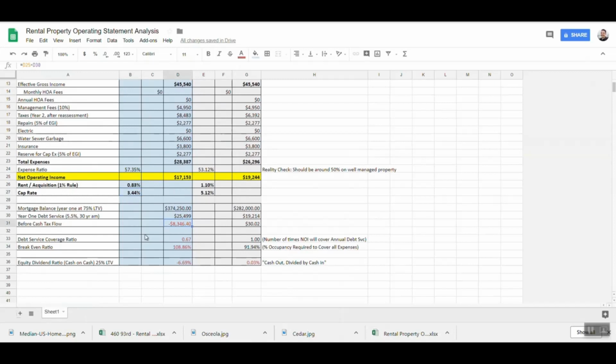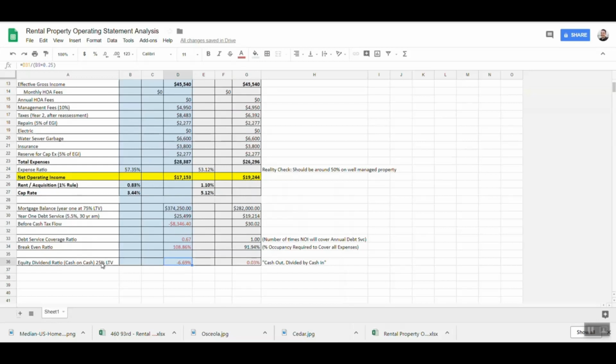As you can see, that gives you about a 0.67 debt service coverage ratio, meaning your net operating income after you pay all your operating expenses only pays about two-thirds of your debt service, and your break-even ratio is almost 109%. Well, it's not possible to have 109% occupancy, so this is a total no-go. You're actually going to lose almost 7% a year on your 25% equity.